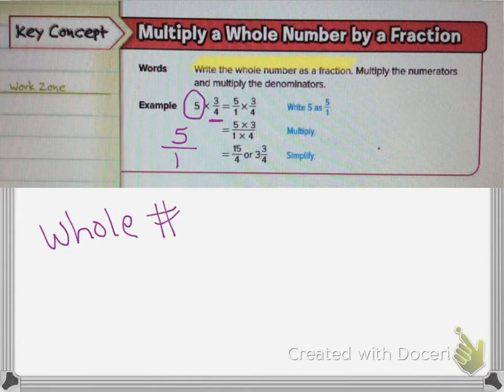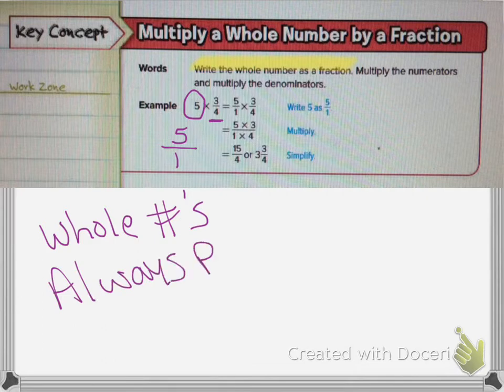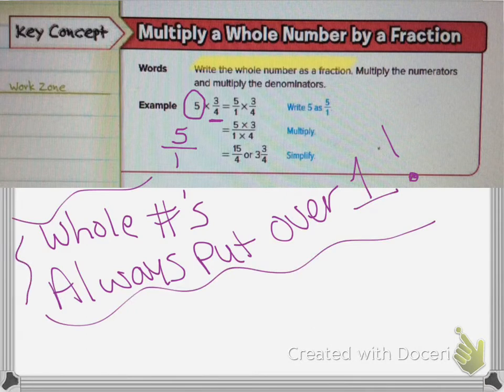Remember that. Whole numbers always put over 1. Okay? Drill that in your head, highlight it, write it really, really big. Do anything you can to remember that whole numbers always go over 1. Okay? And then it's simple from there. You multiply straight across. Here we multiplied 5 times 3, and we get 15. 4 times 1, and we get 4.